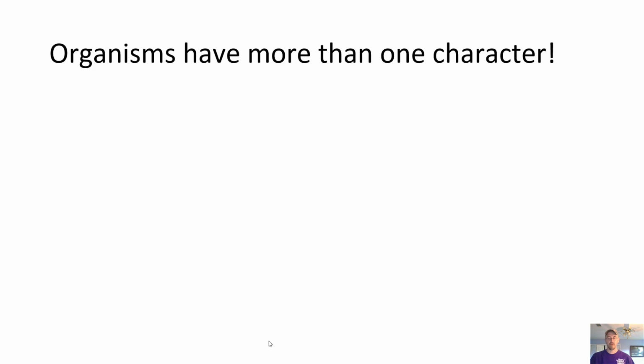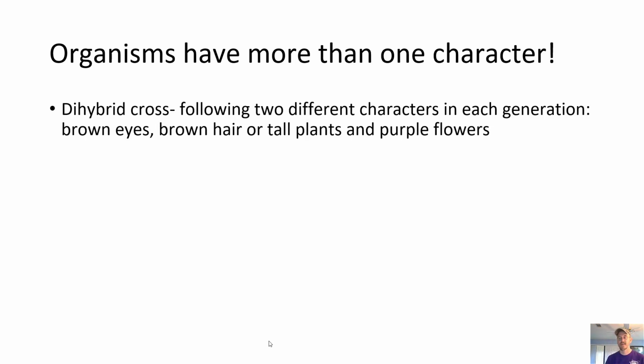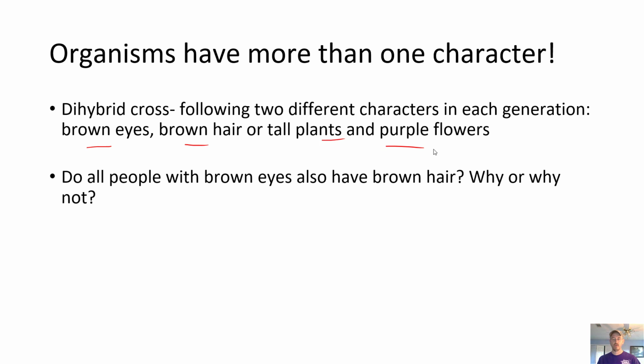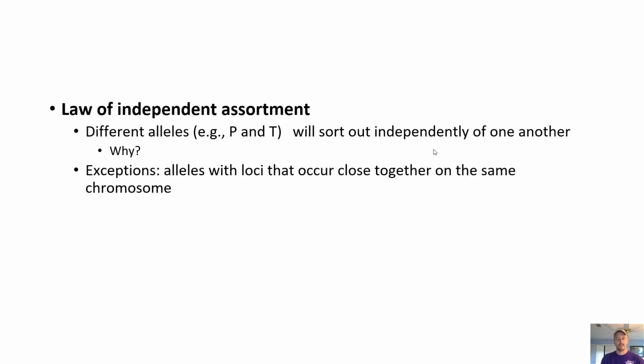Now, another thing we need to point out is that organisms have more than one character. They're not just purple or white. So when we look at two characters at once, it's called a dihybrid cross. That's following two different characters in each generation. For example, brown eyes and brown hair, or tall plants with purple flowers, right? Two different traits at once. That's dihybrid. So the question you might ask, in humans, do all people with brown eyes also have brown hair? Why or why not? I'll let you think about that.